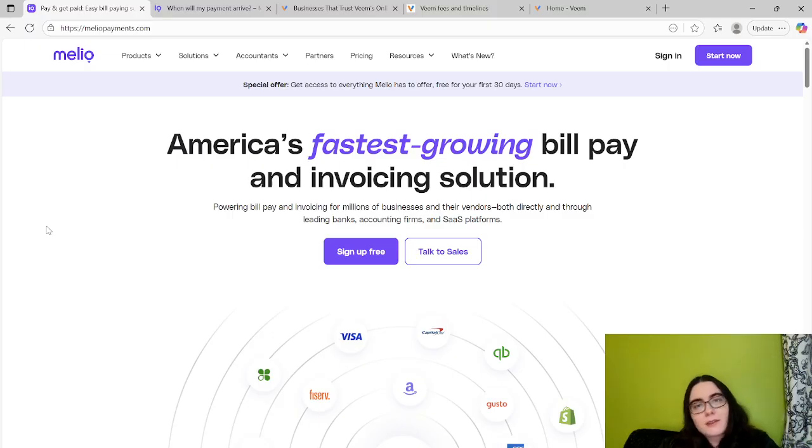Melio also does a lot of international payments, in 15 currencies and in many different countries. So Melio is probably going to have you covered most of the time. Veem might be preferred in some cases where you have international payments that Melio doesn't cover, but Melio covers all the main currencies. That's the main thing to know. Between the two of them, Melio is probably going to have the edge in most cases. So that's an overview of Melio and Veem.